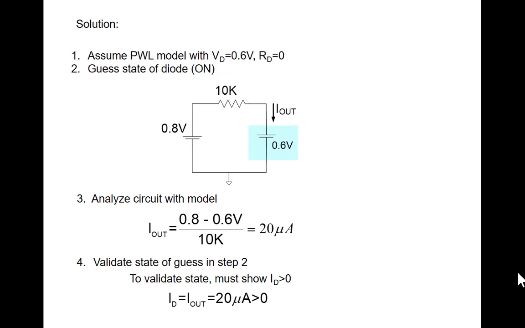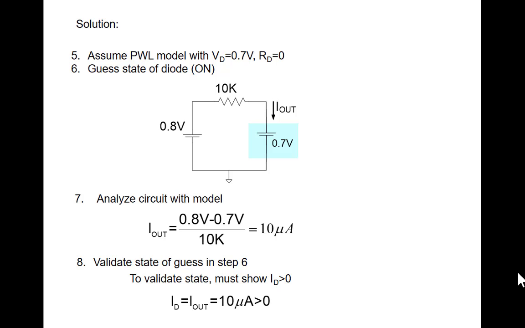Oh, that's bigger than 0. It has to be bigger than 0, and it is. Okay, so the state's validated. Now we're going to validate the model. So, put in the model with 0.7 volts.